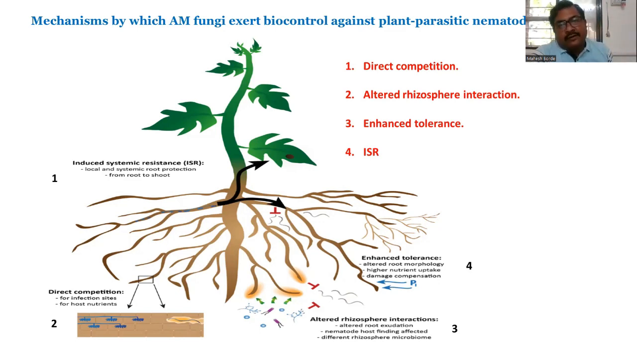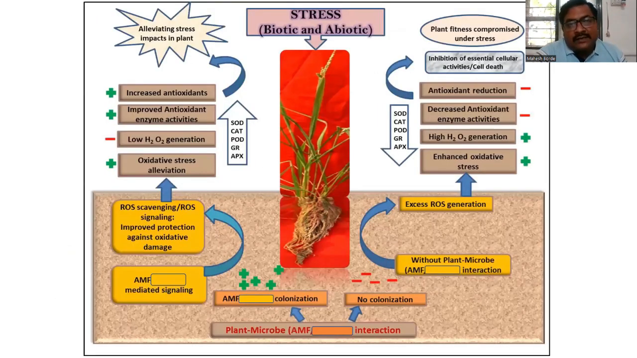So these are the four mechanisms through which the plant copes with biotic stress conditions, especially nematode infestation. Likewise, the mycorrhizal fungi also alleviate biotic and abiotic stress conditions by producing some antioxidative defense response. For example, you can see here a comparison of a non-colonized and a colonized plant. When a plant is not colonized with mycorrhizal fungi, the plant is compromised under that particular stress condition.